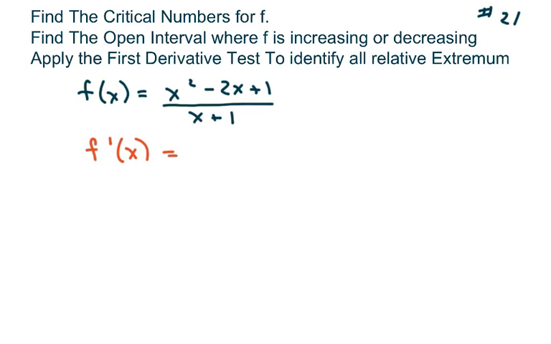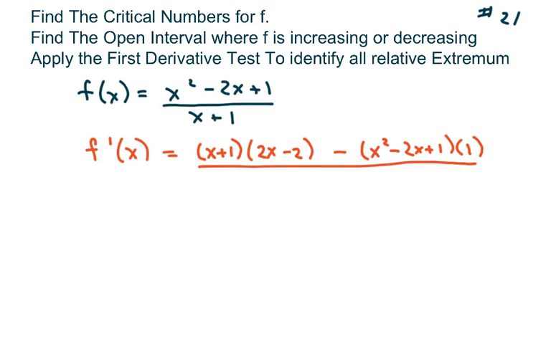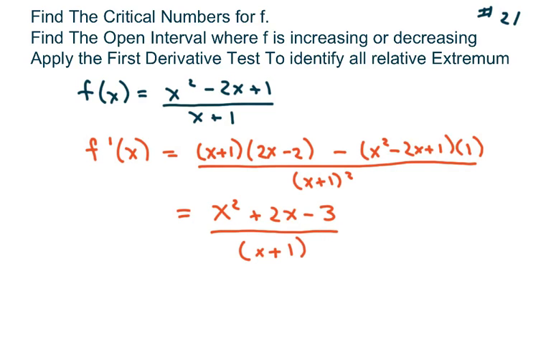So when I take the derivative, I'm going to use my quotient rule and write down my denominator times the derivative of my numerator minus my numerator times the derivative of the denominator all over my denominator squared. And cleaning all this up, you should get x squared plus 2x minus 3 all over x plus 1 squared.